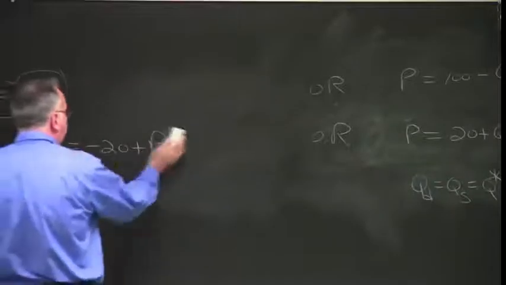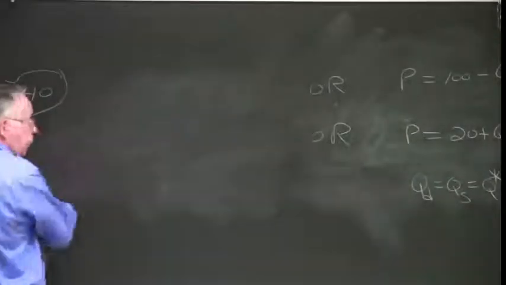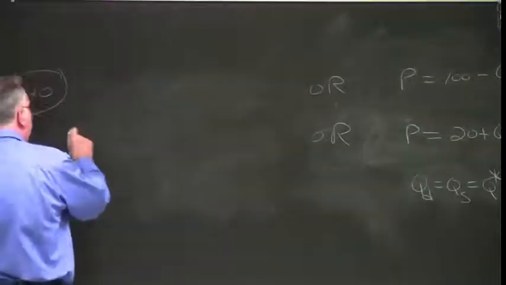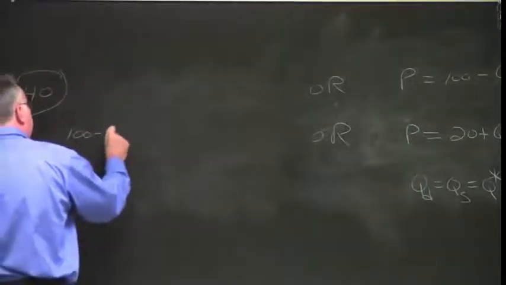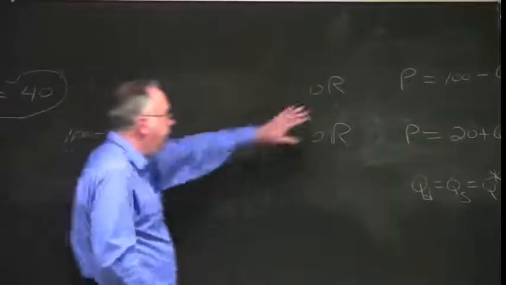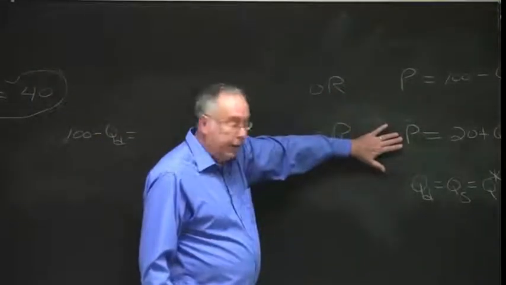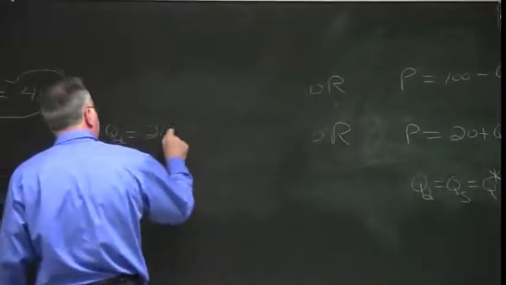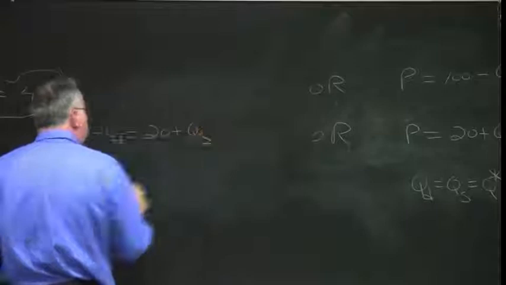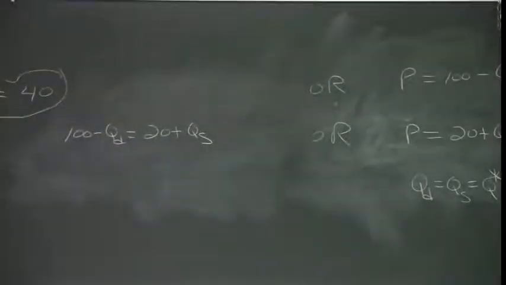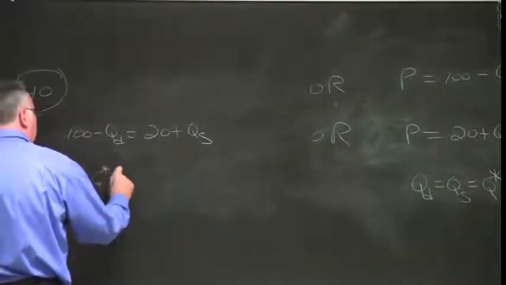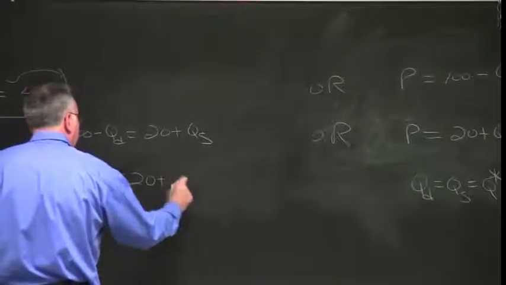But if we solve for this, we set QD equal to QS equals Q star, and we can just rewrite this as 100 minus QD. Notice you got a P here, you got a P here, so we can eliminate the P's. Equals 20 plus QS. Now, in equilibrium, QD and QS are the same. Let's just call it Q star. So we could write this as 100 minus Q star equals 20 plus Q star.